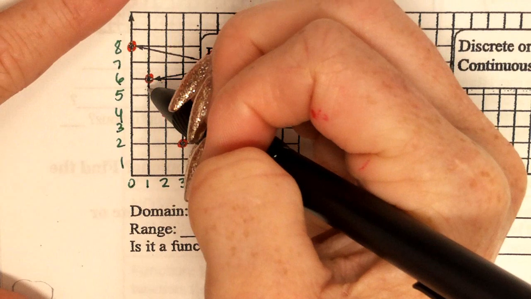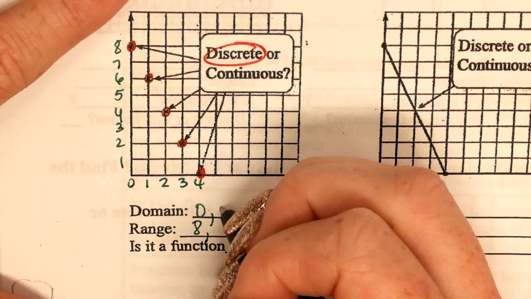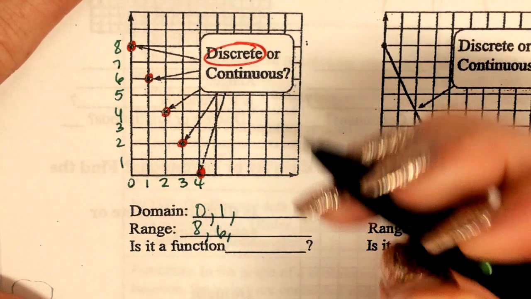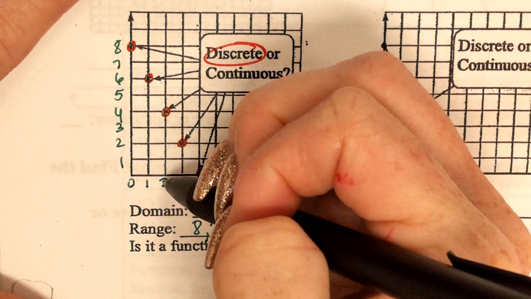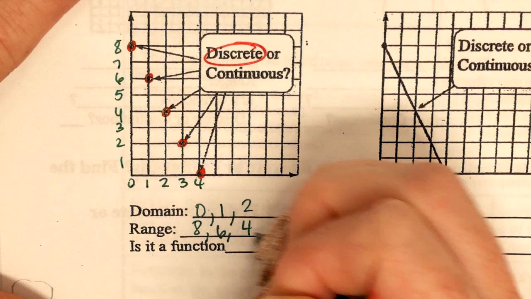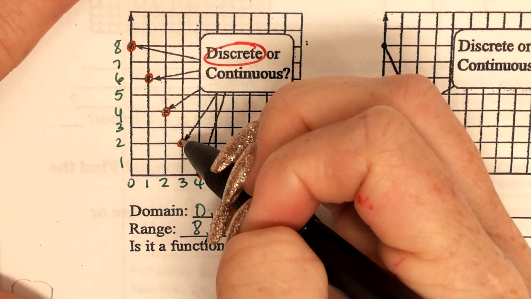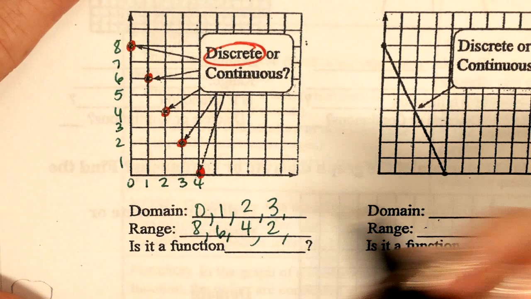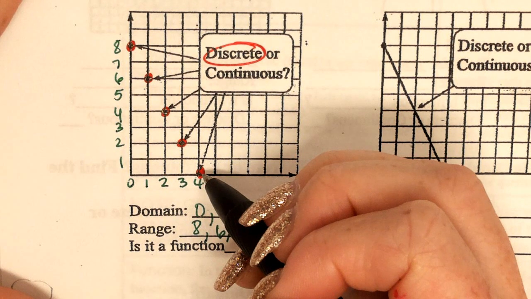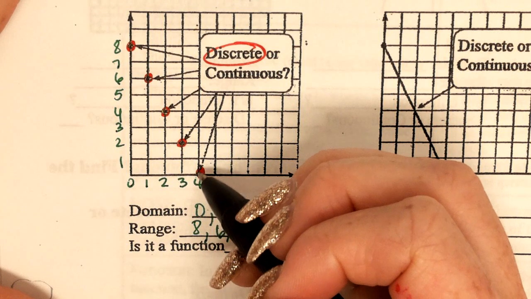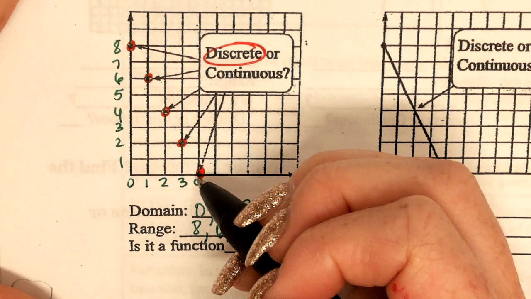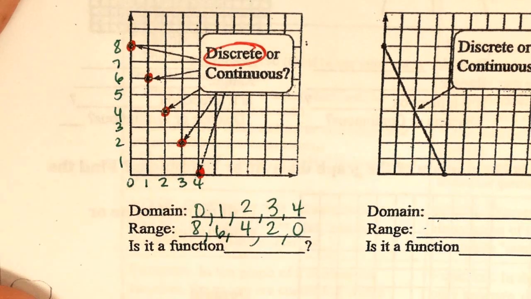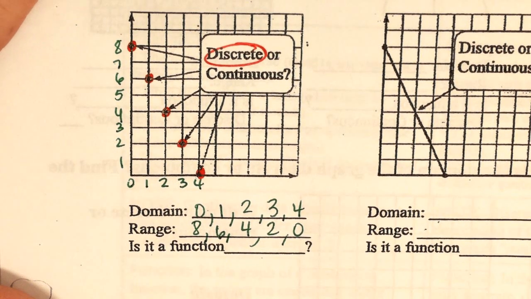What is the domain of this dot? 1. What is the range? 6. This one, the domain is 2. The range is 4. This one, the domain is 3. The range is 2. Now look at this next dot because this one confuses people. What is the domain? What is the x value? 4. What is the y value? 0. Very good.